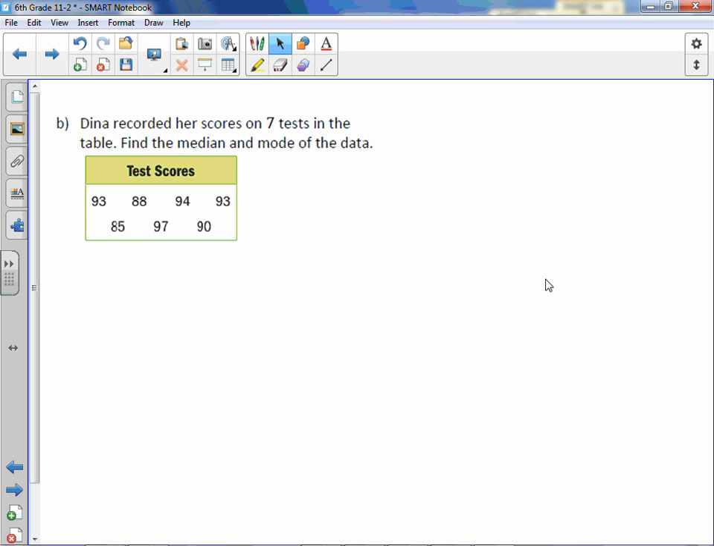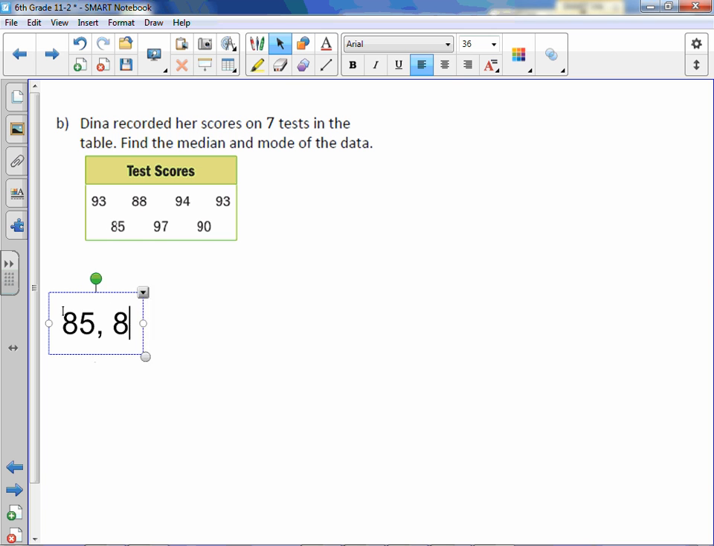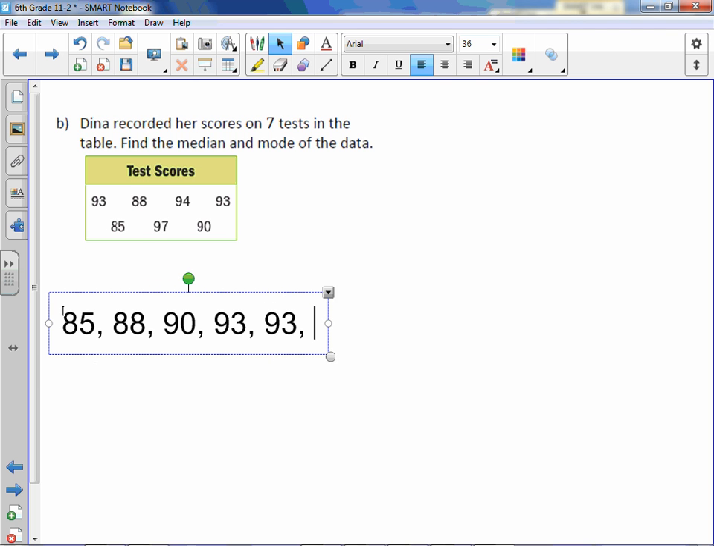Letter B. Dinah recorded her scores on 7 tests in the table. Find the median and mode of the data. So again, the first thing we need to do is put the data in order from least to greatest. So it looks like her lowest score was an 85, then 88, 90, 93 happened twice, and 94, and 97. And there should be 7 tests. 1, 2, 3, 4, 5, 6, 7.